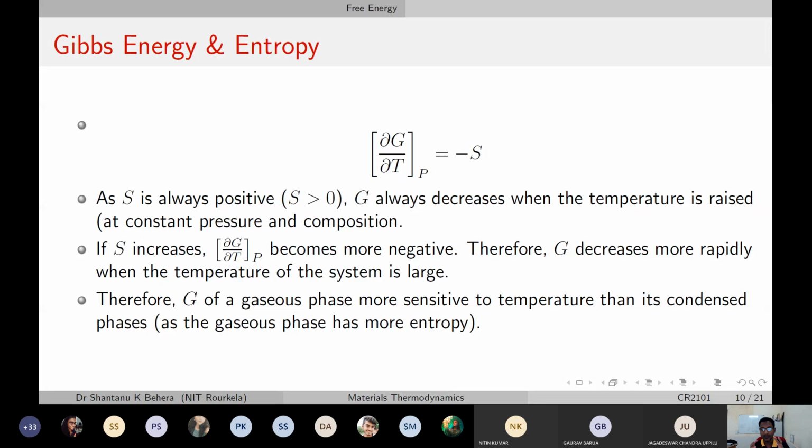That means the absolute entropy of steam is much larger. That means the change of free energy with temperature for steam is going to be much steeper and more negative than it is for liquid or solid water. That's the point. Since the gaseous phase has more entropy, the fall of Gibbs energy with temperature is going to be much steeper, much more rapid. And that's the nature of the curve, which can give a clue whether it's a solid phase, a condensed phase, or a gaseous phase.